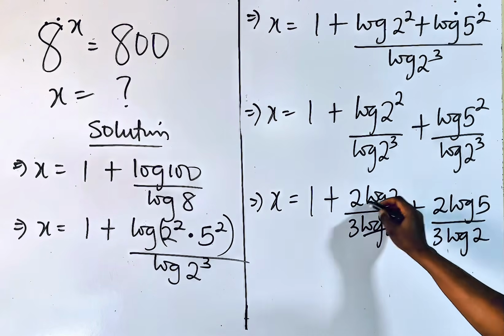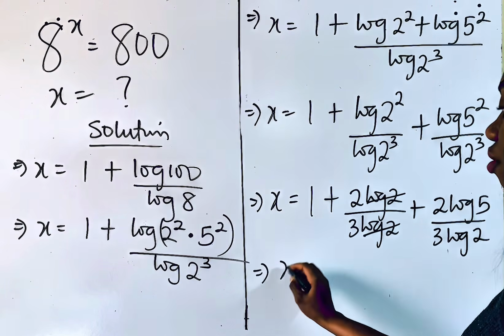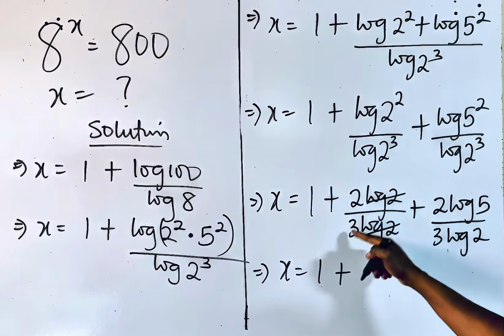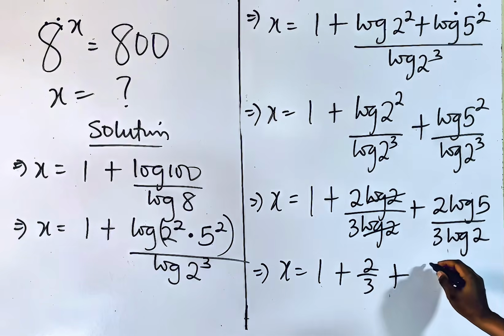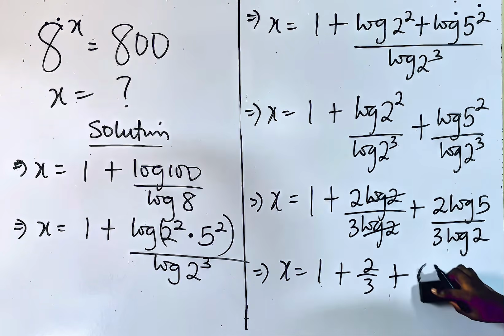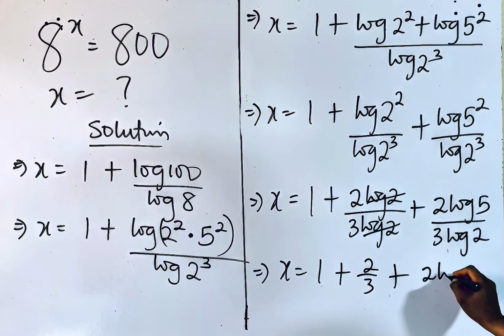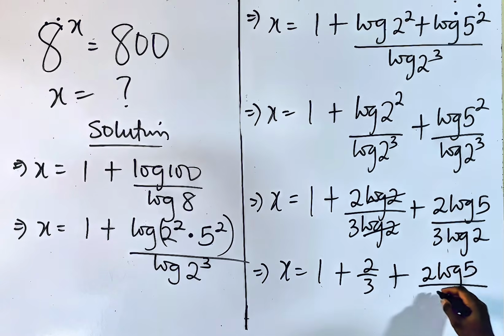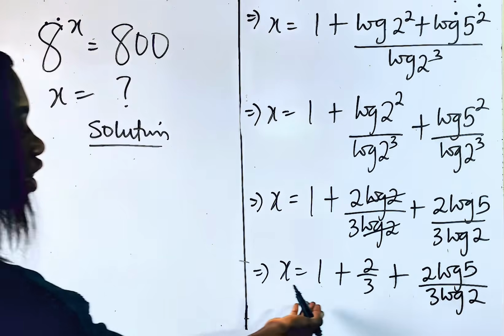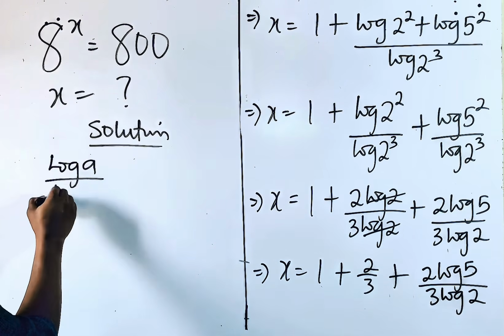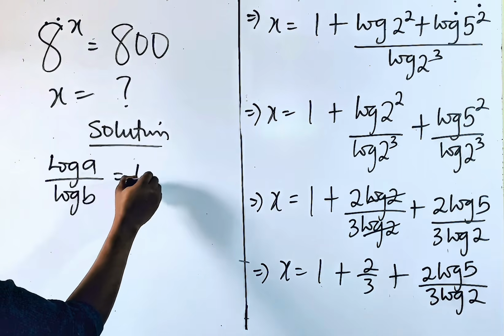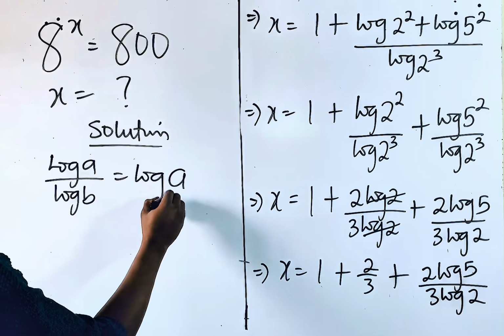You see that the log 2 are the same, so we are now left with x is 1 plus 2/3 plus 2 log 5 divided by 3 log 2. We keep simplifying. At this point, just remember, for every log of A divided by log of B, it's always log of A base B.